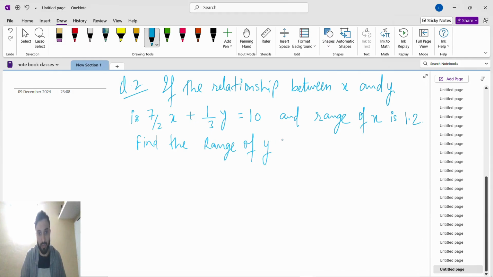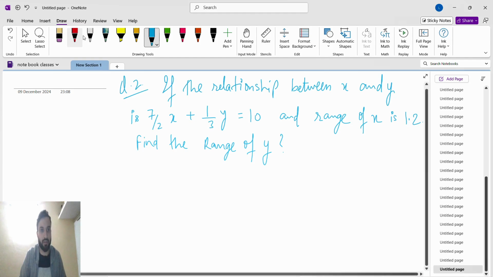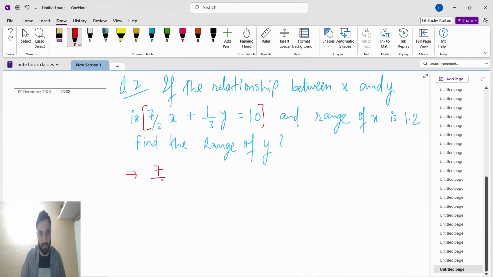Find the range of y. Okay, we can see here guys what is given. The same one equation is given: 7 by 2x plus 1 by 3y equals 10, and they have given the x value, x equals 1.2. We have to find the value of y. But the word range is given.